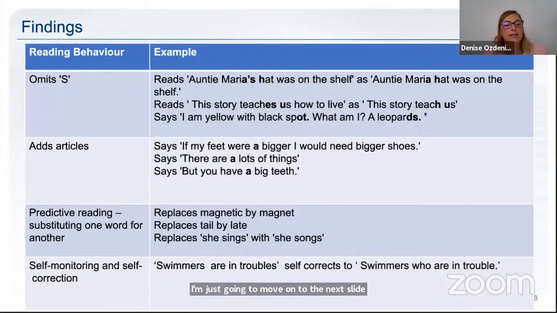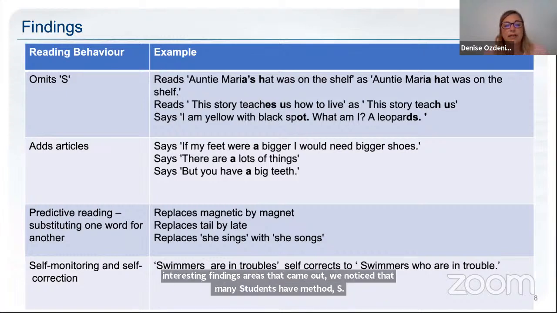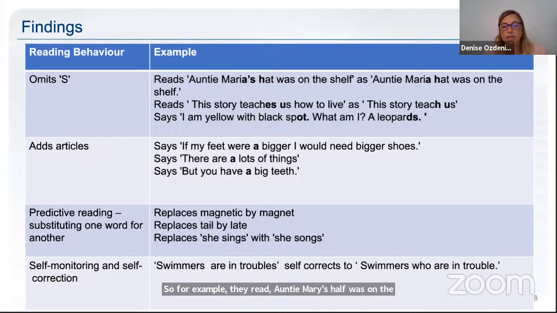Yes. Okay, some interesting findings, errors that came out. We noticed that many students omitted S. So, for example, they read, "Auntie Marie's hat was on the shelf" as "Auntie Marie hat was on the shelf." They missed out third person S, plural S, and possessive S. It's interesting to posit why, and possibly it's that Arab students have vowel blindness, which I won't go into now, but maybe also the S in many ways, when you say "3 goat, 3 hat," the S doesn't have any grammatical meaning for them.